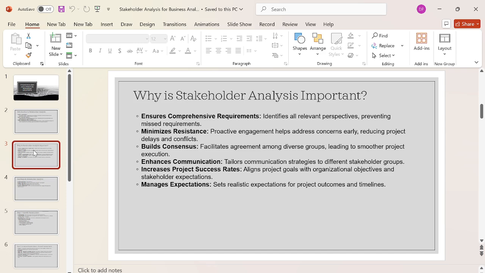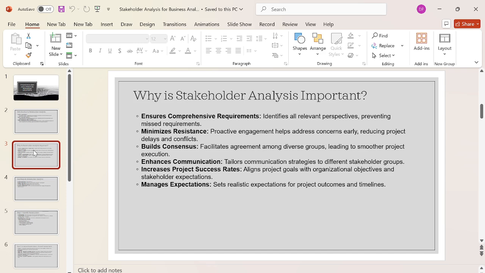And then enhance the communication. If you have the appropriate stakeholder analysis and you know how to tackle the stakeholders and how to gather the requirements from them, it will enhance the communication strategy for the stakeholder groups, help you understand the requirements, and increase the project success rate. If we have appropriate stakeholders and stakeholder analysis, obviously it will increase your project success rate.